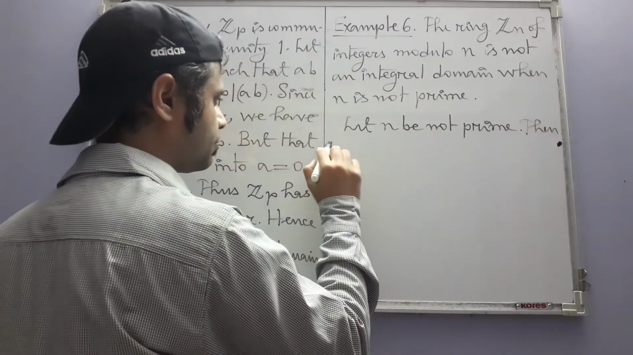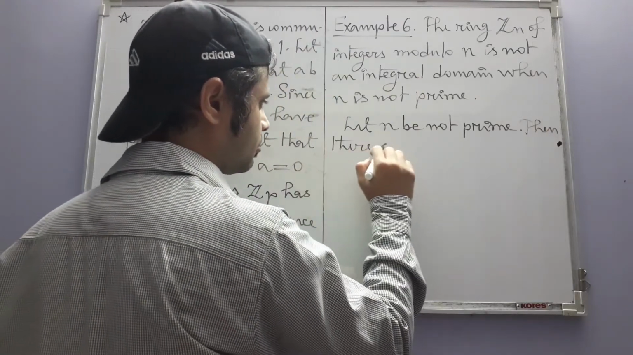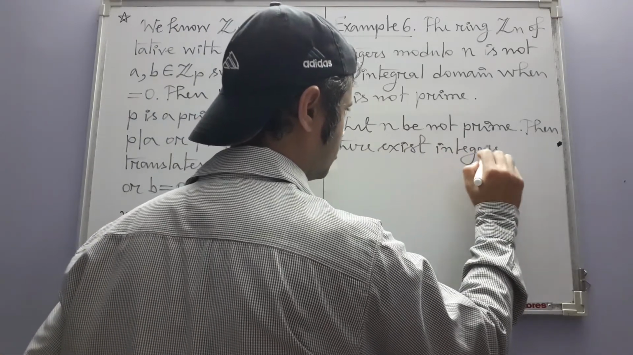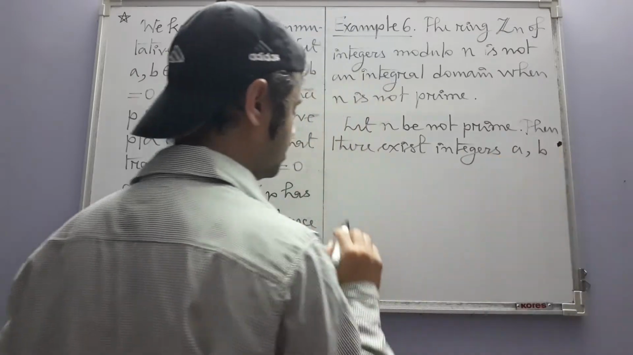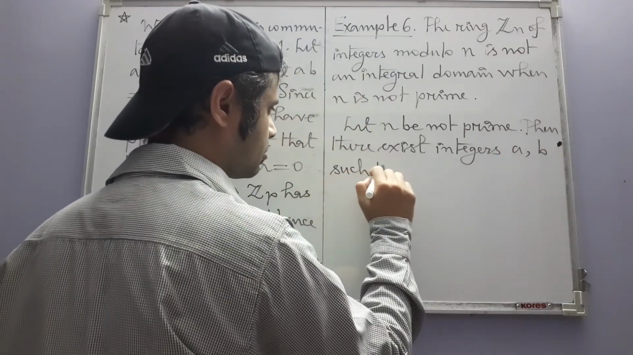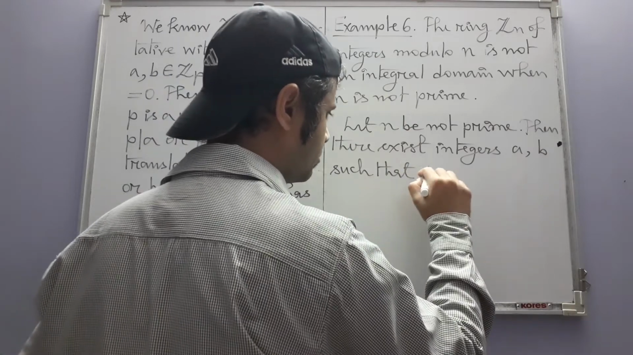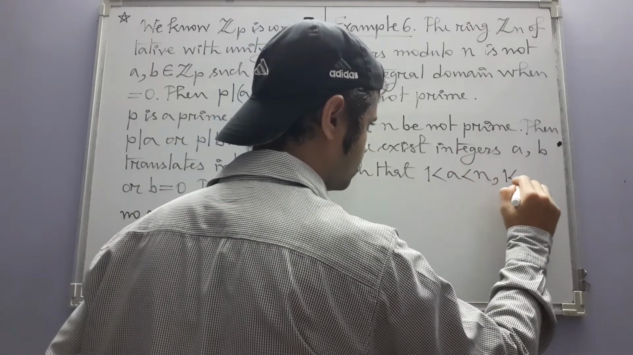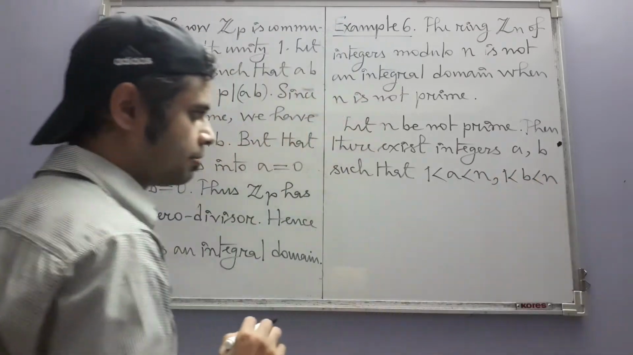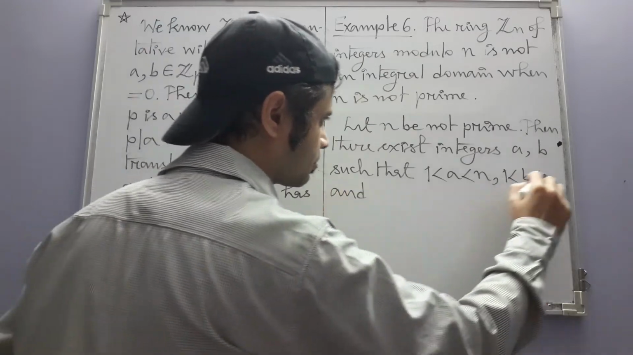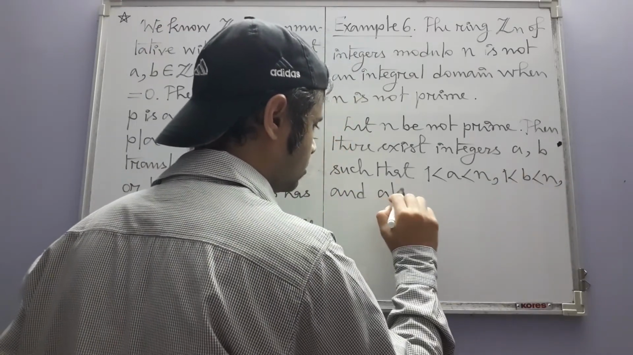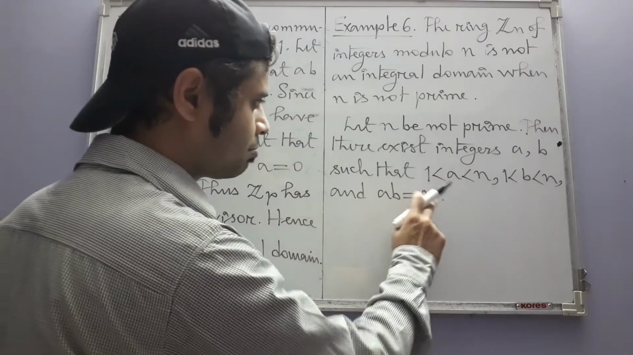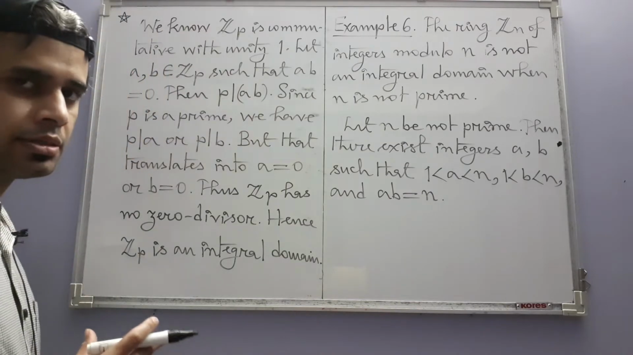Then there exist integers a and b such that both of them are different from 1 and n, and their product is equal to n. So that means a and b are proper factors of n, and that's why n is not prime.